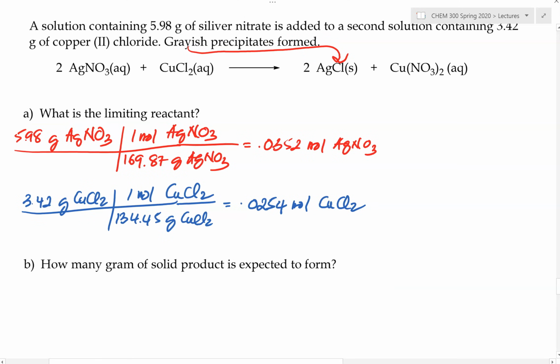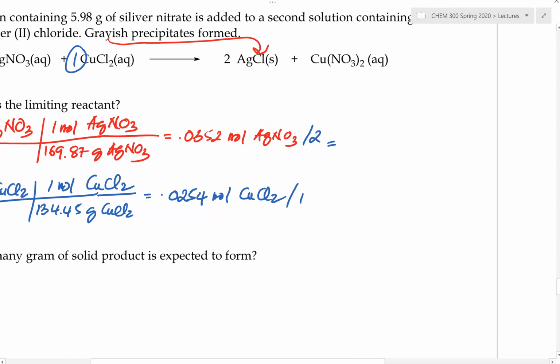And now here in this reaction right here, the silver nitrate and the copper 2 chloride are not reacting in a 1-to-1 mole ratio, but in a 2-to-1 mole ratio. So therefore that will be the coefficient in front of the balanced equation. So now we have to take the mole of silver nitrate and divide this by 2, and we have to divide the mole of copper 2 chloride by 1. So this would then equal to 0.0176, and this would equal to the same thing, 0.0254.